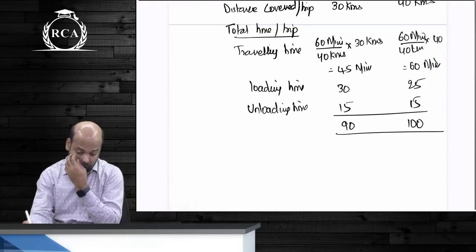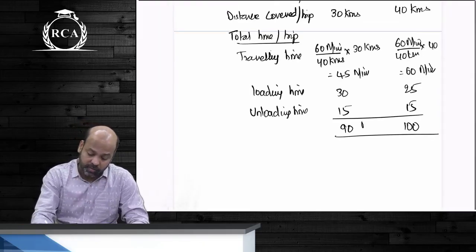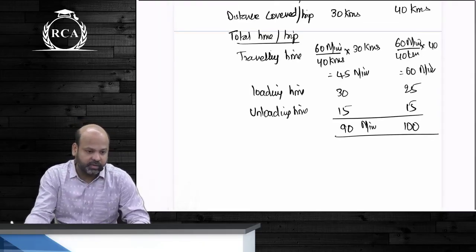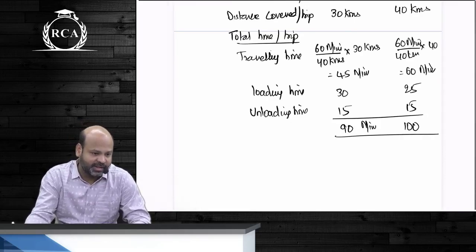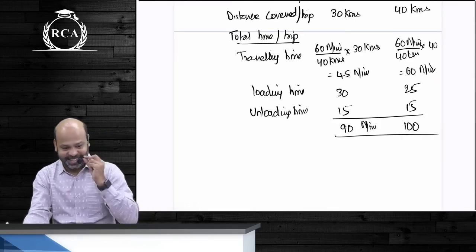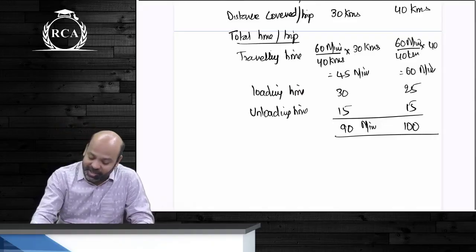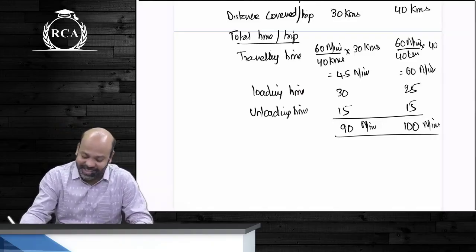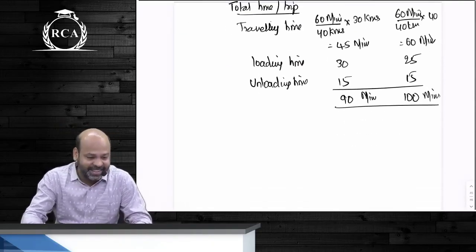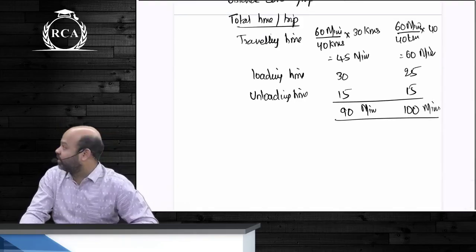Huh? 90 minutes means 1 hour 30 minutes. 60 minutes make 1 hour. Smarty. See the doubt, beta: sir, I also got 90, so where did the children get 1 hour 30 minutes from? Okay. So are we all clear about this?